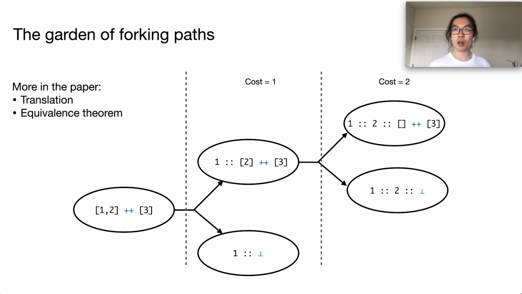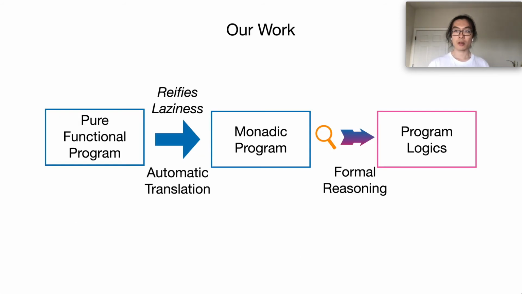In the paper, we talk about the definitions of the clairvoyance monad and our translation strategy in more detail. We also prove an equivalence theorem of our semantics with respect to the semantics of Hackett and Hutton in our paper. Now that we have imposed the computation cost of lazy programs inside the clairvoyance monad, let's move on to talk about how we can formally reason about it.